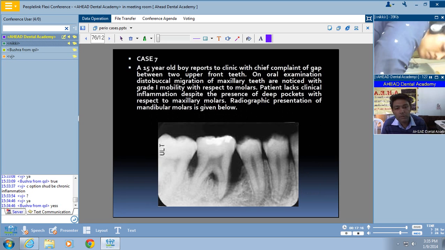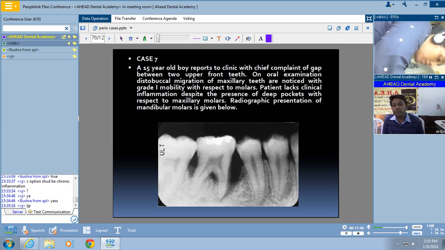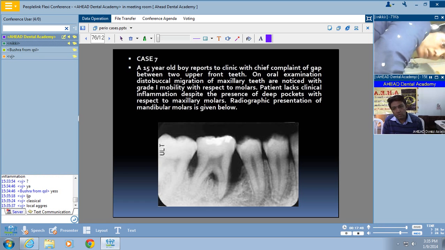Come on to case 7. This is quite a stat radiograph which lets you know which condition it is. A 15-year-old boy, quite young, reports to the clinic with chief complaint of gap between the two upper front teeth. Vijay is directly onto it. Localized juvenile periodontitis. Classical. So what's the new name for this? It was earlier called juvenile periodontitis. Now it's called local aggressive. Perfect. So now called local aggressive, earlier used to be called localized juvenile periodontitis.